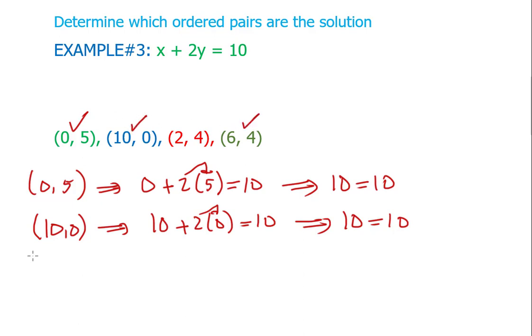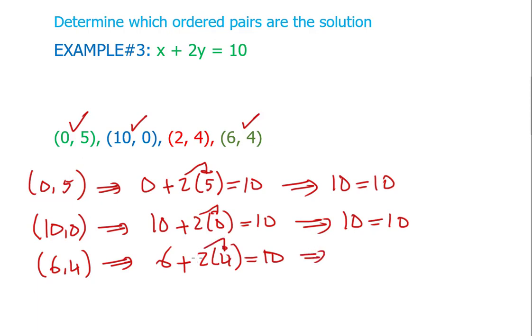Let's check for this. Now we have (6, 4). We're still using the same equation. So when x is 6 and y is 4, we have 2 times 4 plus 6 equals 10? So 2 times 4 will be 8. 8 plus 6 is 14. So 14 is not equal to 10. So we will say this is not a solution.